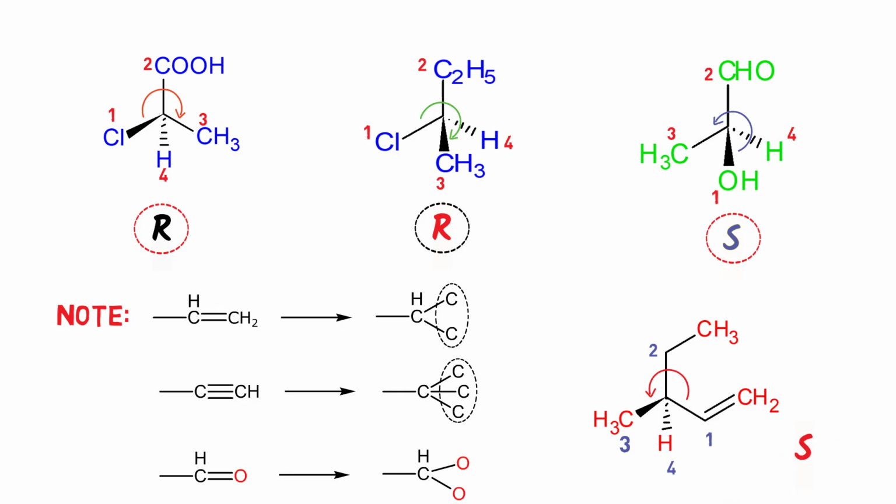so the configuration is S. Now the point is, we cannot always have the lowest priority group away from the viewer. It can be towards the viewer, or in the plane of the paper. That makes the assignment of configuration a bit difficult, as it needs a good degree of imagination. To avoid that, it's better to convert the wedge formula into a Fischer projection, because the assignment of R and S in Fischer projection is very easy. The conversion we talked about earlier in previous videos; the link has been placed in the description.